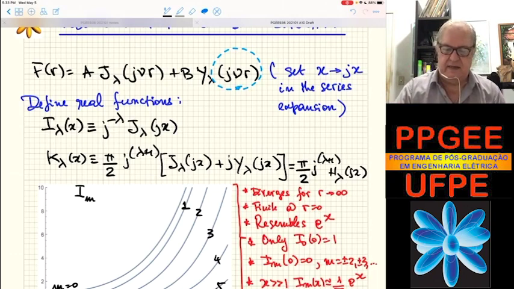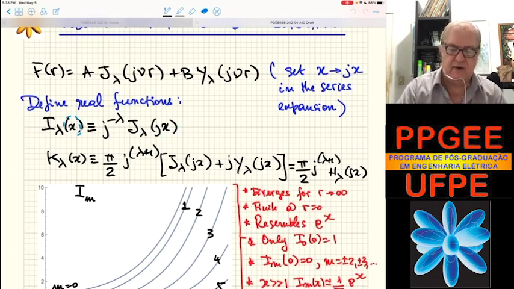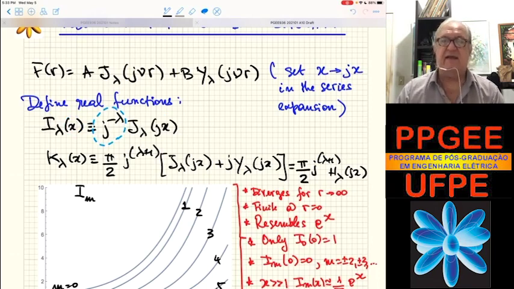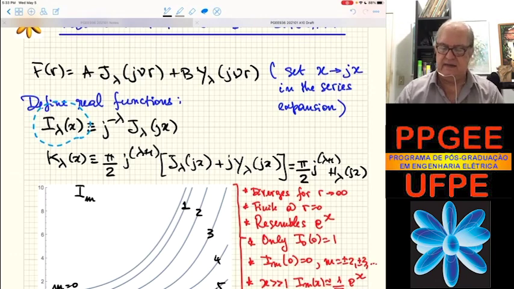And then we build those functions, completely real functions, the modified Bessel functions, because now we have Bessel functions of imaginary arguments. To make entirely real functions, we have those functions here, just multiplied by that. If lambda is even, this is going to be 1, right? Otherwise, it's going to be a pure imaginary number.